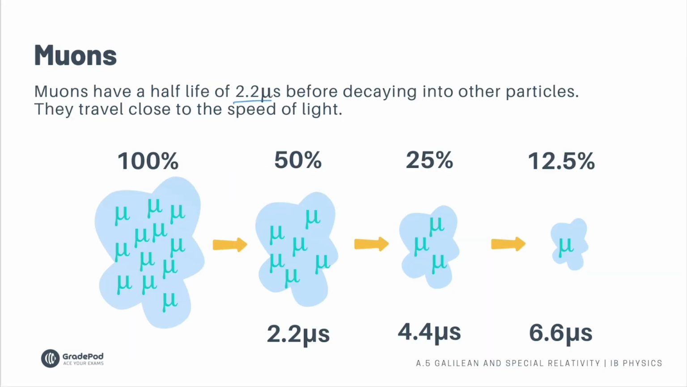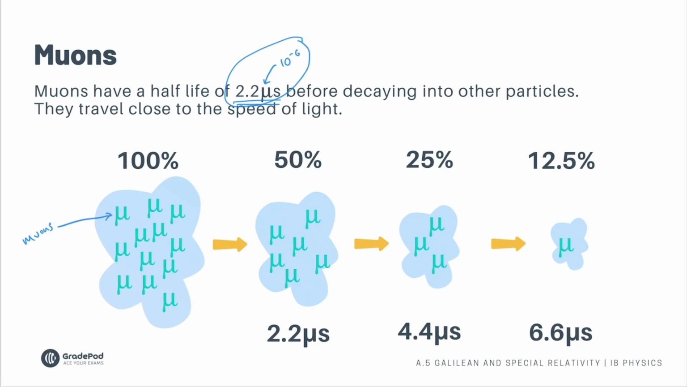Let me tell you something about muons. Before we go any further, this micro here means 10 to the minus 6, but it's also the symbol we give to muons, so that could be a little bit confusing, but I'm just trying to relate it to the context. Muons have a half-life of 2.2 microseconds before they decay into other particles. And they travel really close to the speed of light.